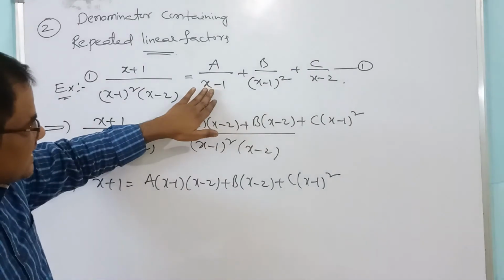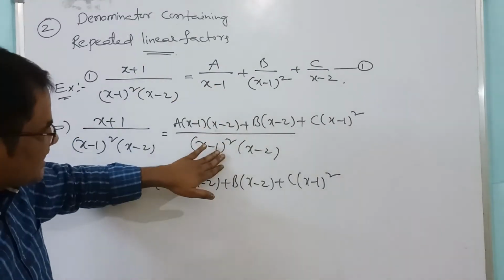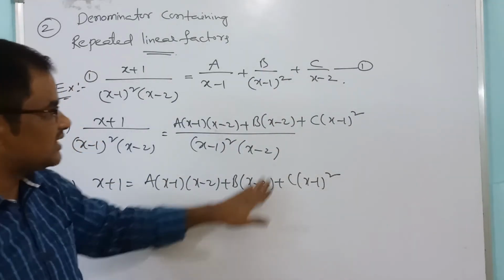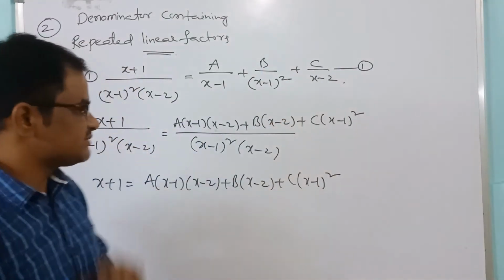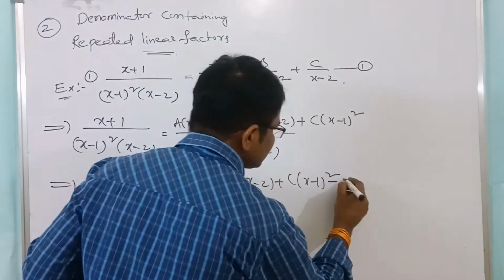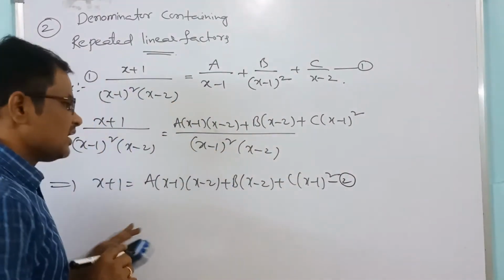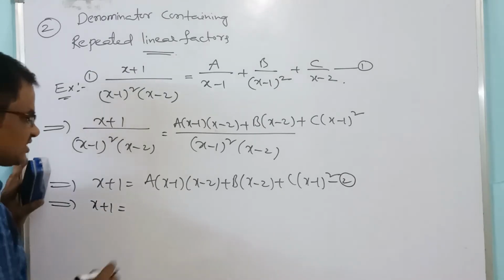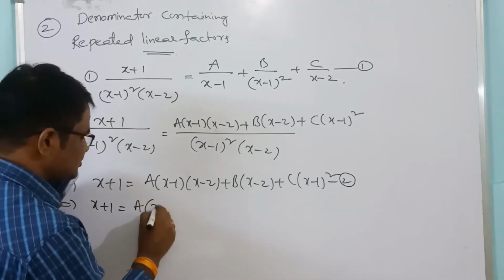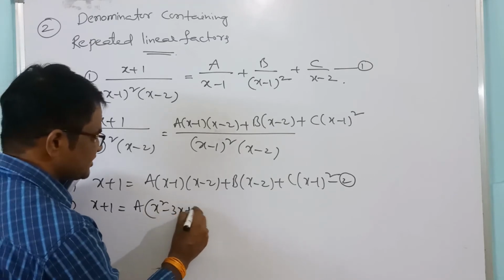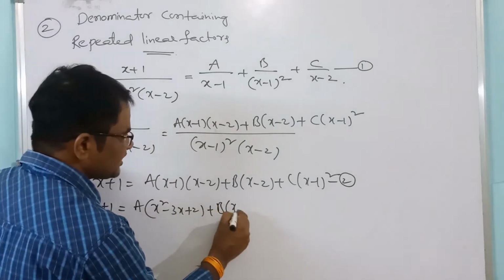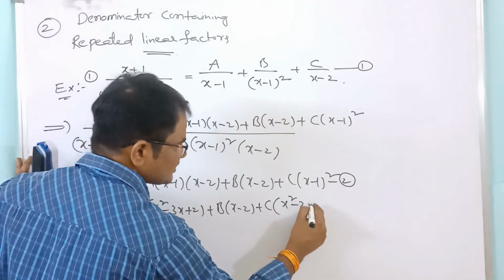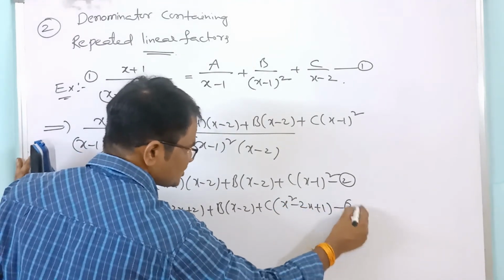So once again see the LCM. x minus 1 and x minus 1 get cancelled, so these two remaining. Here x minus 1 whole square gets cancelled, x minus 2 remaining, and x minus 2 whole square gets cancelled, x minus 1 whole square remaining. Take this as equation number 2. Now for this one you take one more step for easy simplification: A into multiply these two, x square minus 3x plus 2, plus B into x minus 2, plus C into x minus 1 whole square, x square minus 2x plus 1. Take this as equation number 3.